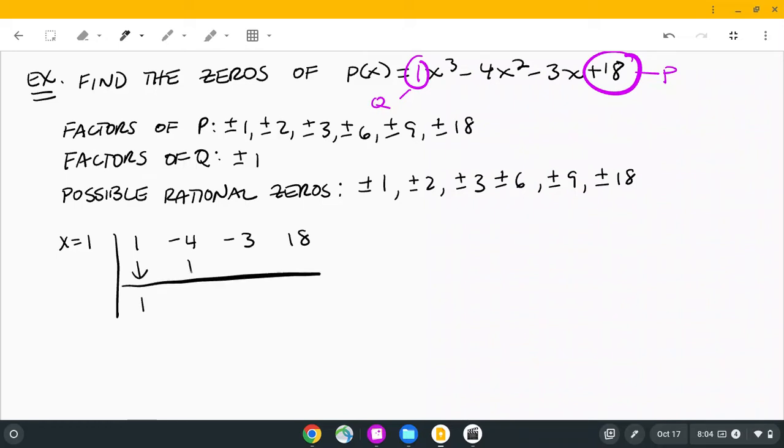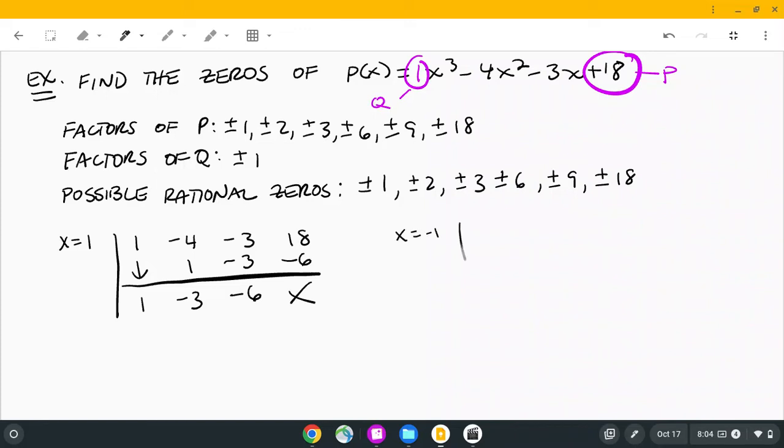1 times 1 is 1. Negative 4 plus 1 is negative 3. Negative 3 times 1 is negative 3. Negative 3 and negative 3 is negative 6. Negative 6 times 1 is negative 6, so we don't get 0. Okay, 1 is not a solution.